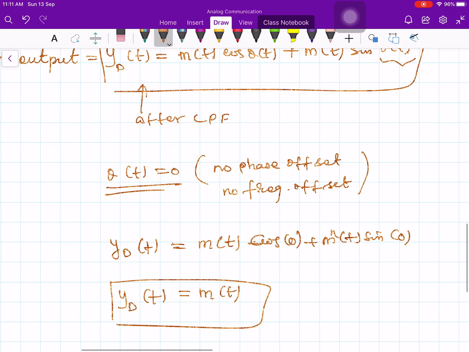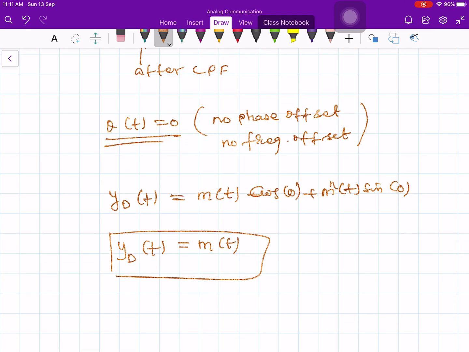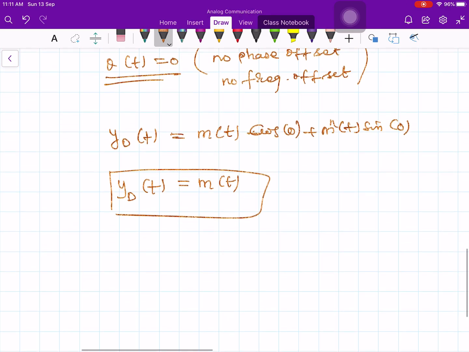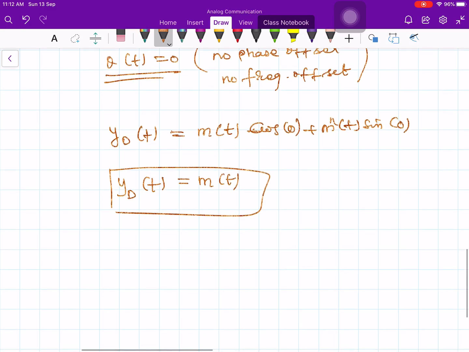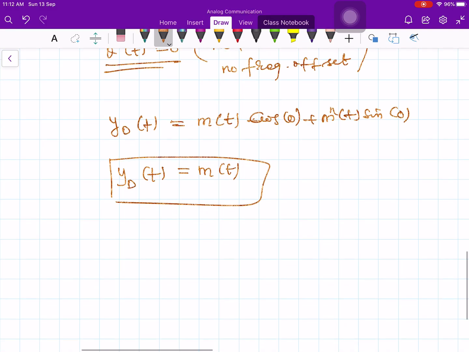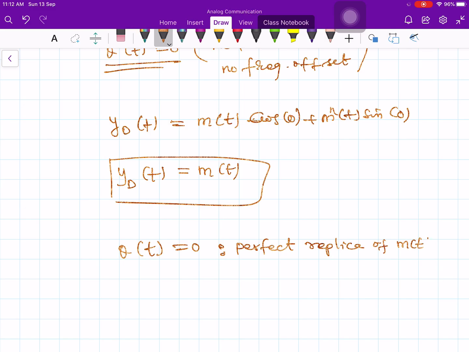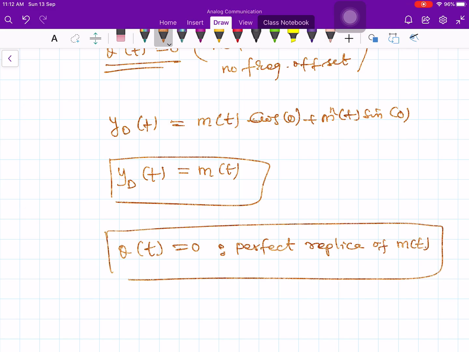So whatever you transmitted, the same thing you are getting at the output of the low pass filter. This is possible only if you have perfect synchronism and perfect coherence. Therefore, output would be equal to m of t. So theta of t is equal to 0 for a perfect replica of m of t. So this is one condition.